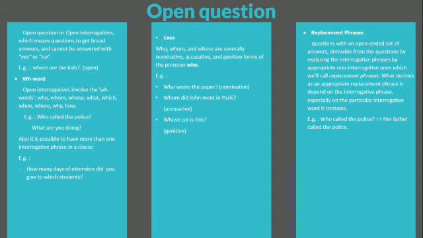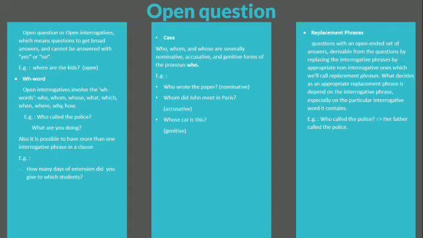And then we have genitive forms. Genitive forms indicate ownership of a noun. The example is, whose car is this? So this clause is asking who is the owner of the car.